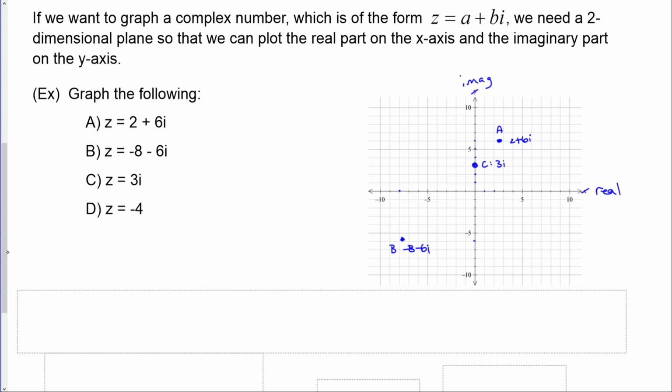And we can still plot real numbers on the real and imaginary plane. Everything just basically comes down to a real number line. So a completely real number, with no imaginary part, would just end up right here on the real axis in the same way that we would have plotted it on a one-dimensional number line. So this is point D, which is at negative 4.